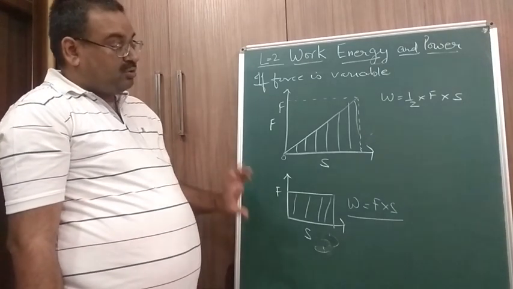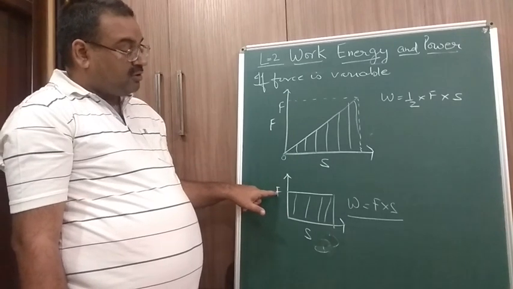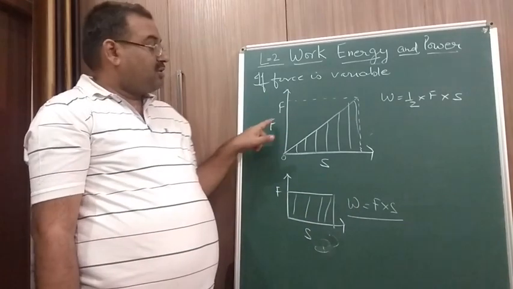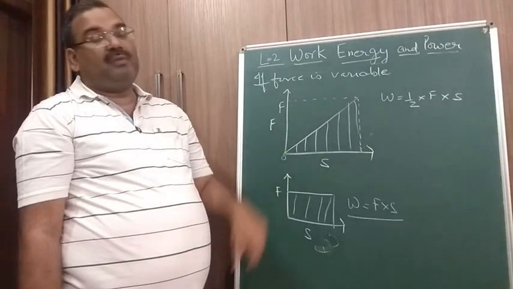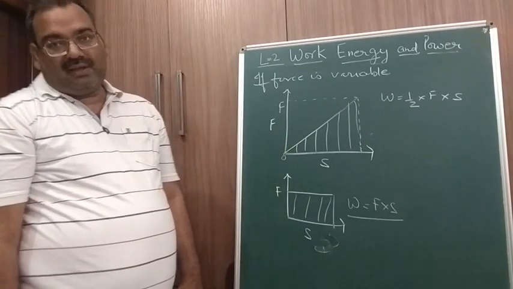But here you should remember that in the case of a constant force, work done is equal to Fs. In the case of a variable force, work done is equal to 1 by 2 Fs. Okay.